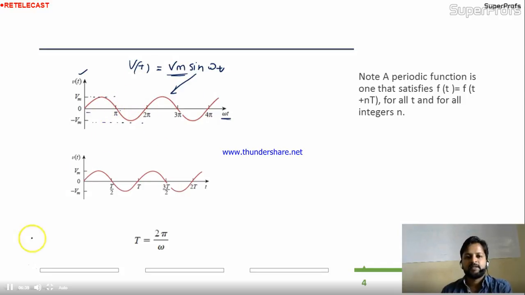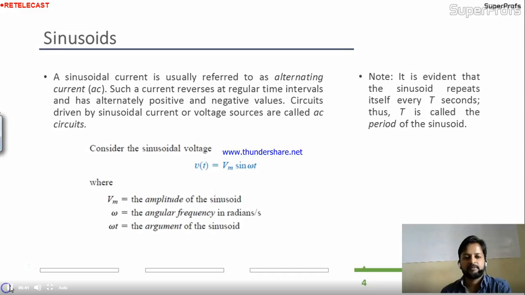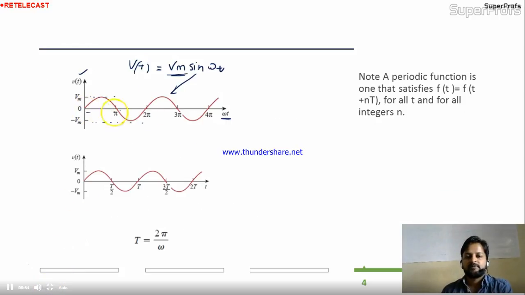So friends, see what the time period is. I think before this we should see this. It is evident that the sinusoid repeats itself every T seconds. Thus T is called the period of the sinusoid. I'll show you here. If you observe this sinusoid, after 2 pi it's repeating itself. After 2 pi, this portion is a replica of the previous one. So I can say after 2 pi it's repeating itself. So this time is nothing but the time period of the waveform.